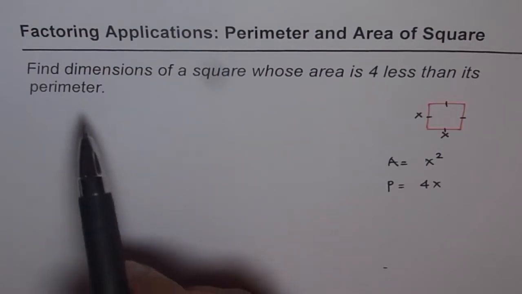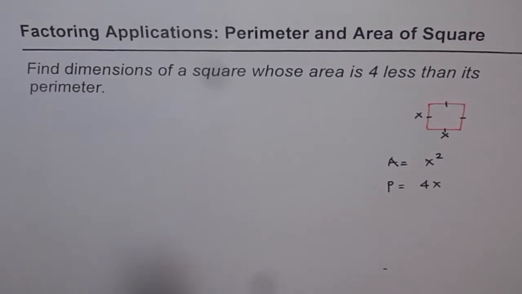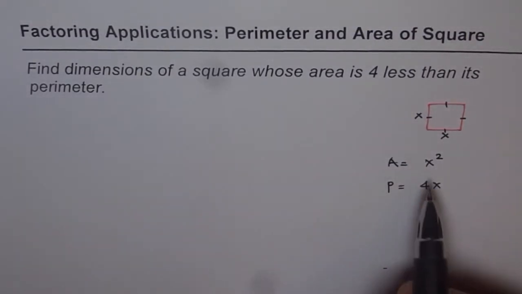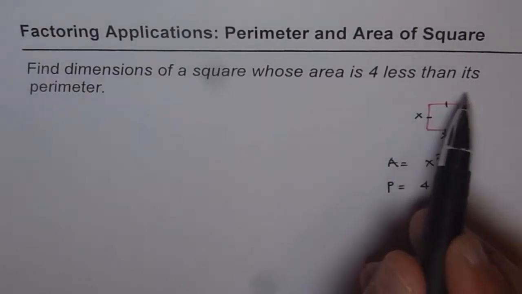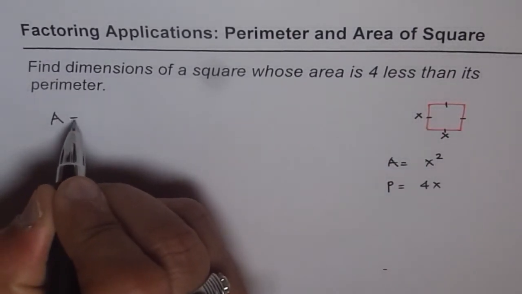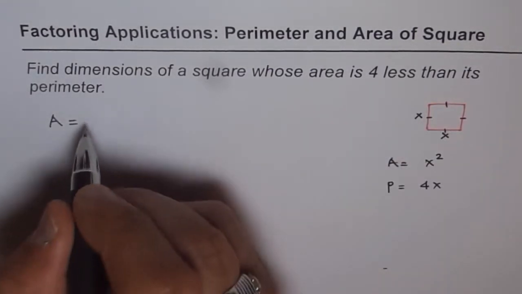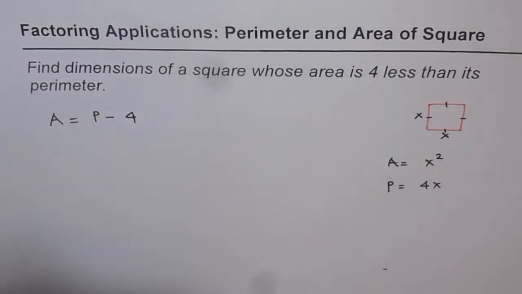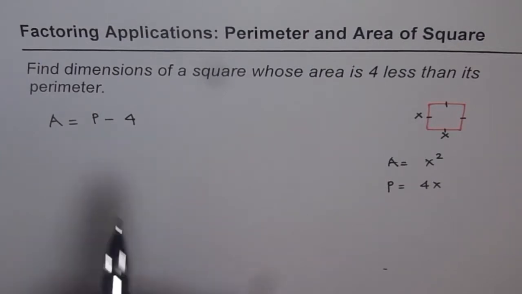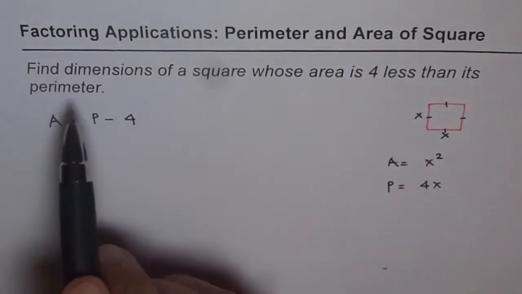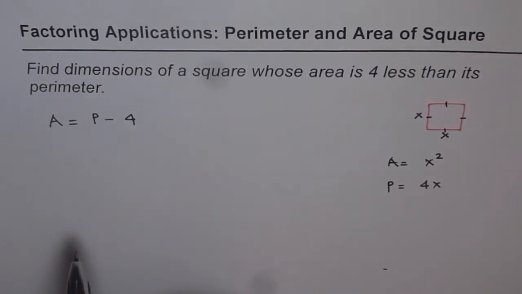Now the question is, find dimensions of a square whose area is 4 less than its perimeter. That means difference between area and perimeter is 4, right? Or you can say area is 4 less than perimeter means area equals to 4 less than its perimeter. That means p minus 4. At times I've seen students writing this as 4 minus p, and that becomes wrong. It is 4 less than its perimeter. So whatever perimeter is, 4 less than that. So that is what it is.